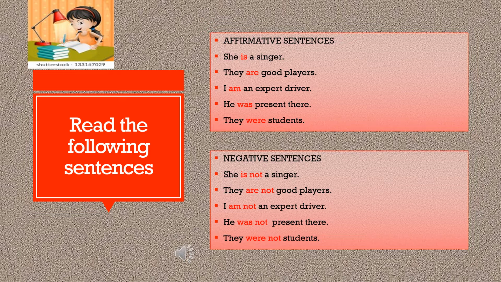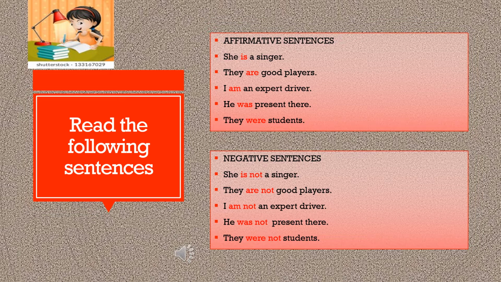First one is, she is a singer. Second one, they are good players. Third, I am an expert driver. Fourth, he was present there. Fifth, they were students. Now, have a look at negative sentences.